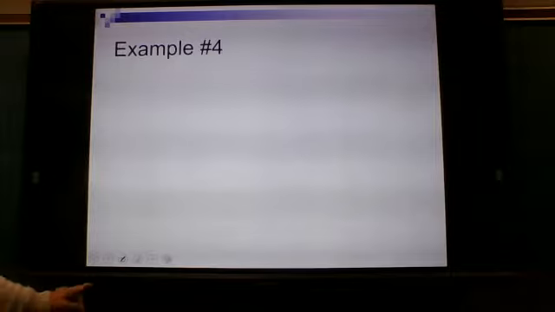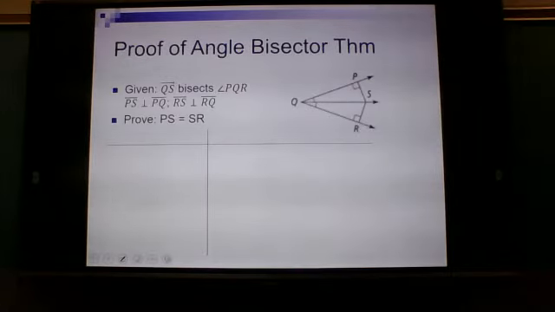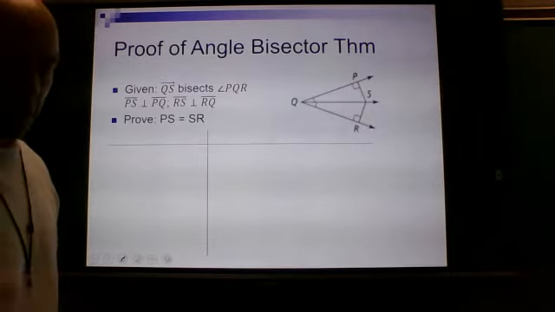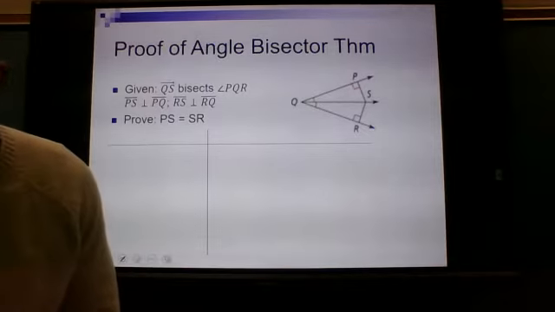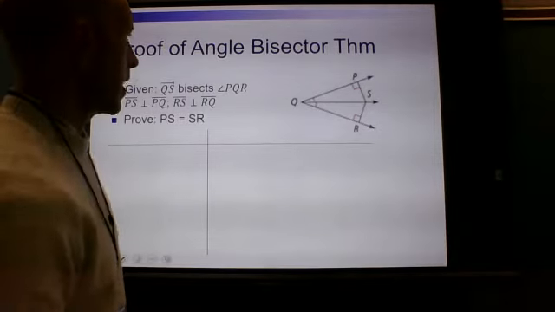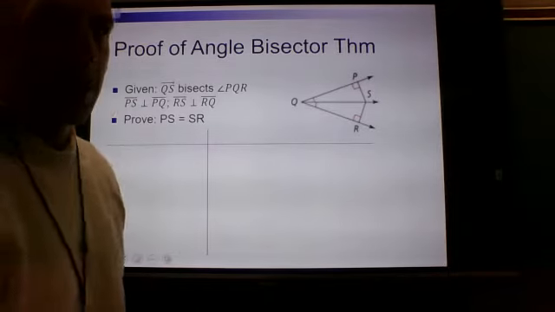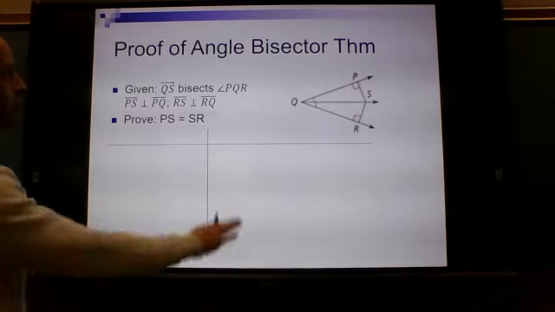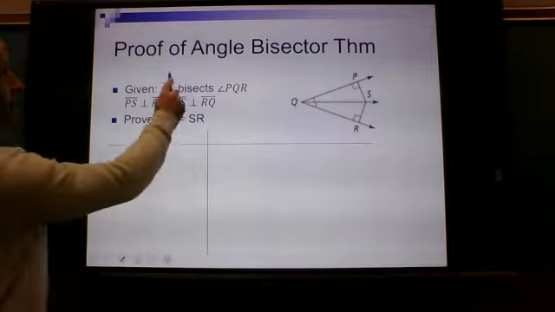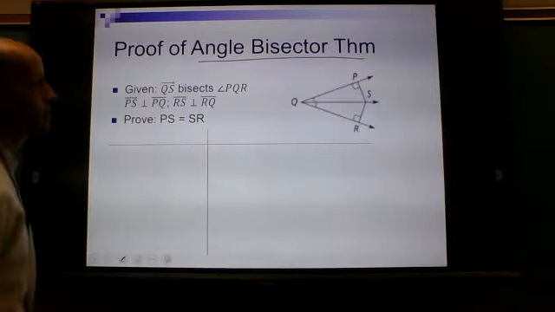So let's look at the proof of this, and I'm going to go through this proof kind of quickly. So I apologize, but you may want to pay attention because there may be a polling question about this proof in a second. So here's what the proof says. This is the proof of the angle bisector theorem.